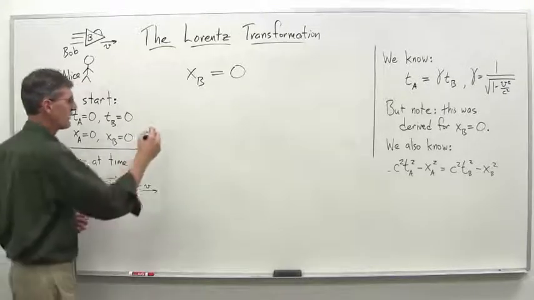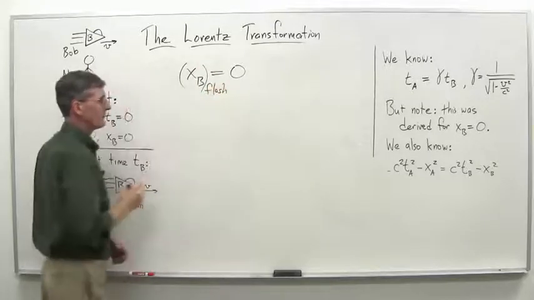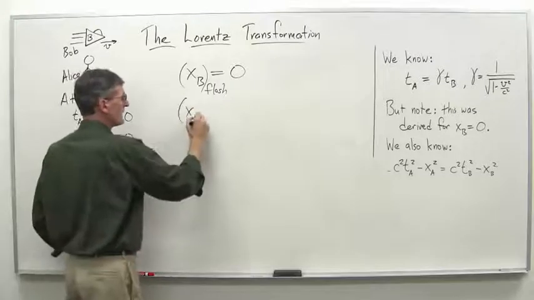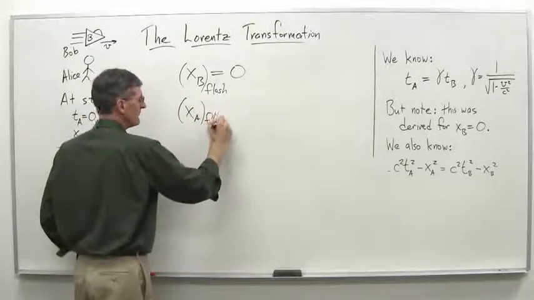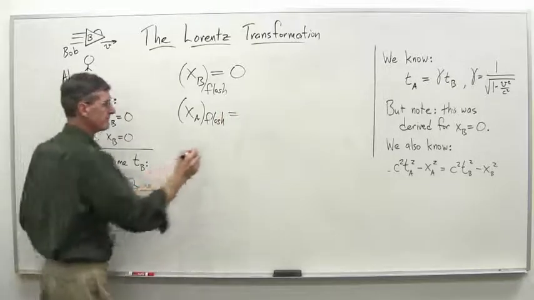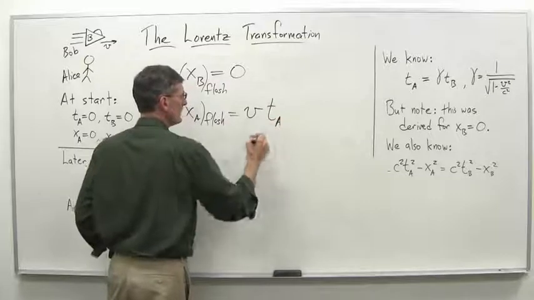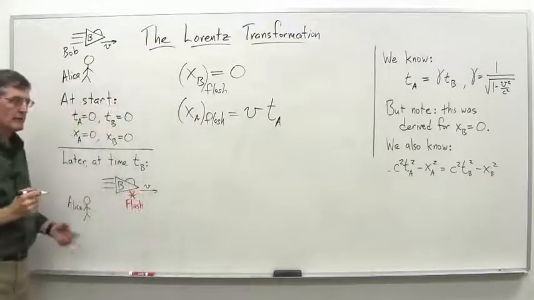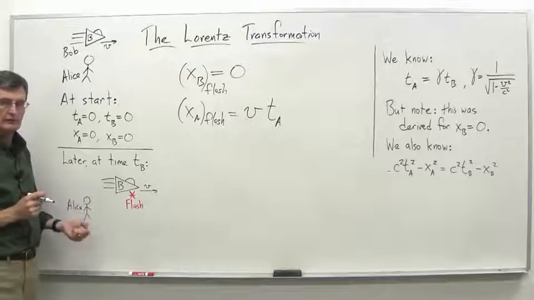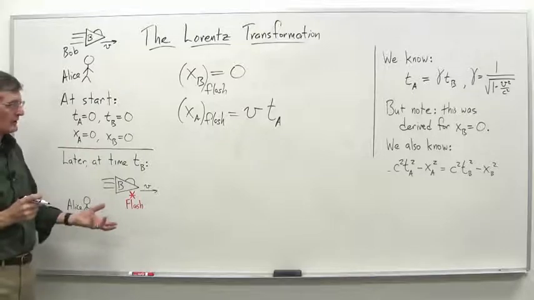And so we can also say, just to indicate, this is the location of the flash to Bob. The location of the flash to Alice is simply going to be the relative velocity times whatever time she sees on her clock, just v times t_a. Okay? Now, here's the key thing.